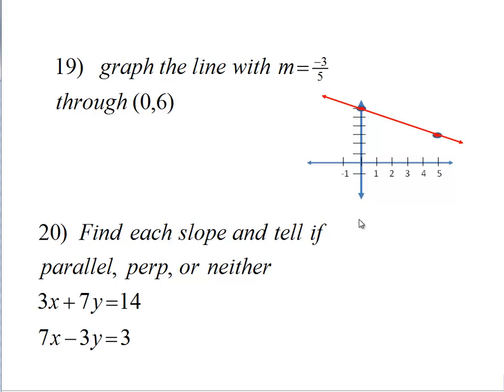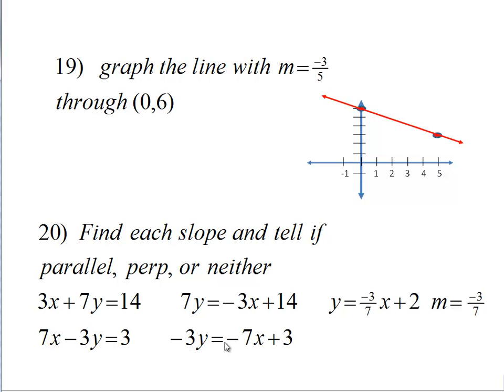Okay, number 20, we want to find the slope. Well, we need to subtract the 3x. So you get 7y is negative 3x plus 14. Divide by 7, you get negative 3/7 x plus 14 divided by 7 is 2. Okay, give me the slope: it's negative 3/7. In this case, subtract 7x.